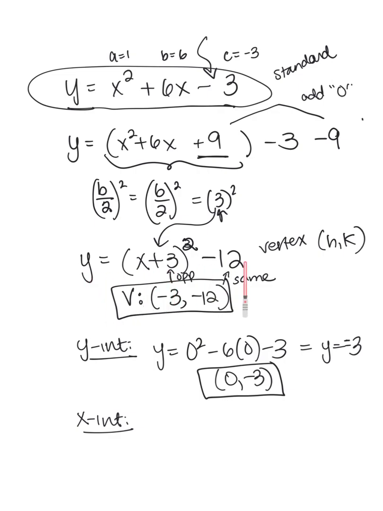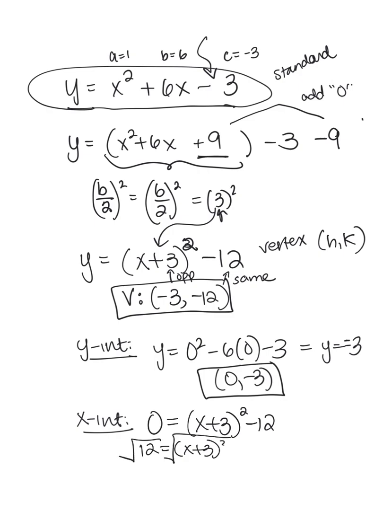But I find it easiest to find the x-intercept when it's in completed square form. So 0 equals x plus 3 squared minus 12. Add the 12 to both sides. Square root. Break down this radical, make it plus or minus. So it's plus or minus 2 radical 3 equals x plus 3. Final answer, the x-intercepts are -3 plus or minus 2 times the square root of 3.